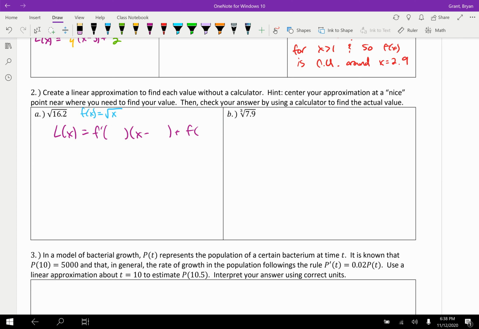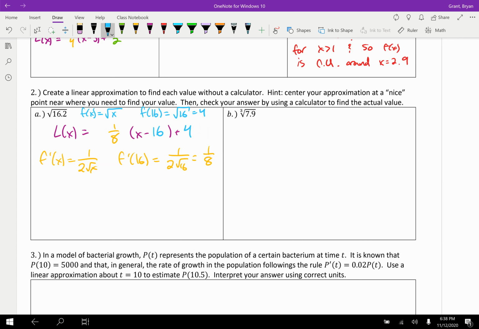Instead, let's pick a number that's really close to 16.2 that I do know how to calculate the square root of. 16, anybody? So let's go ahead and show that we know how to find the square root of 16, which is of course 4. So I'm going to set my tangent line at an x value of 16 instead of 16.2 because we know the output. Also, earlier on we found this derivative. The derivative is 1 over 2 square root of x. So I'm going to find the derivative at 16 as well. 2 times 4 is 8. So that gives me 1/8 plus 4 at the end.